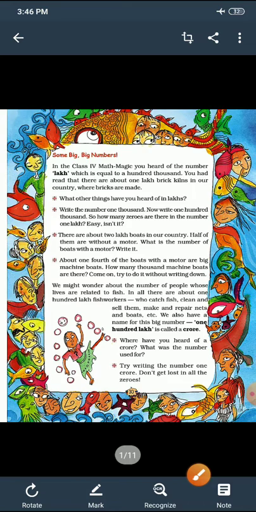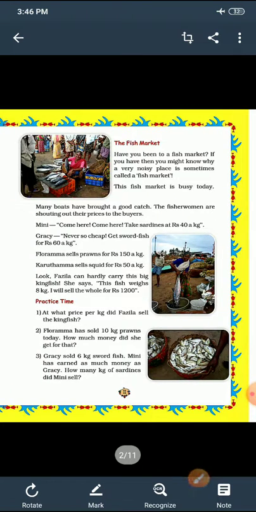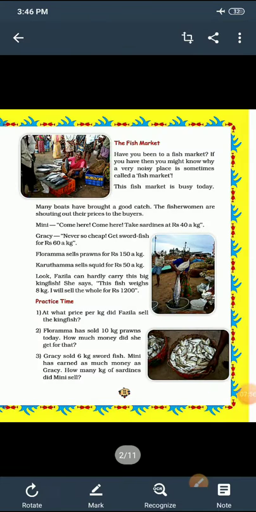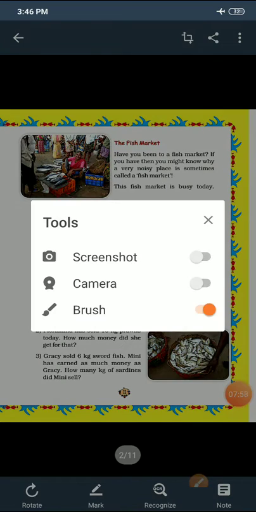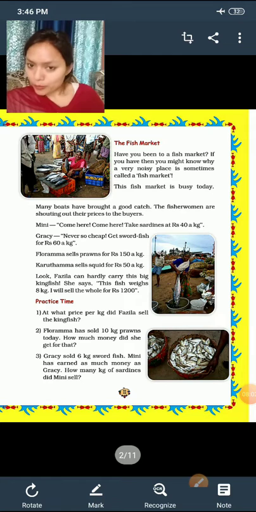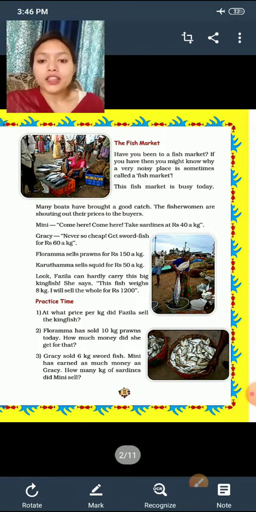Now let's move. Now the fish market. The fishermen are catching the fishes. Yes or no? They are catching the fishes. So what they have to do? They have to sell the fishes also. So where will they sell the fishes? They will sell their fishes in the market. So they are taking the fishes to the market.